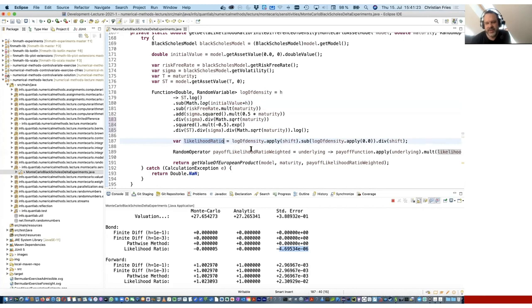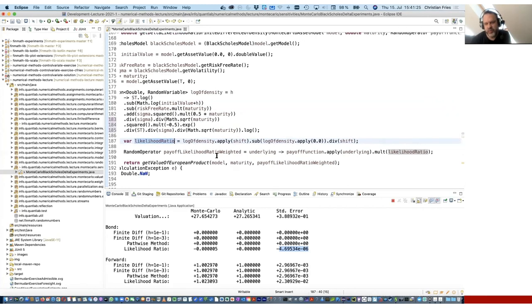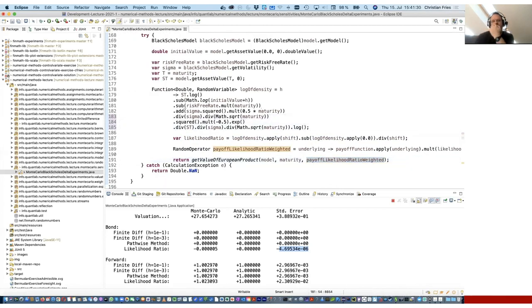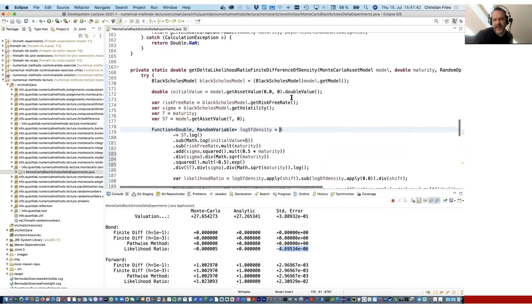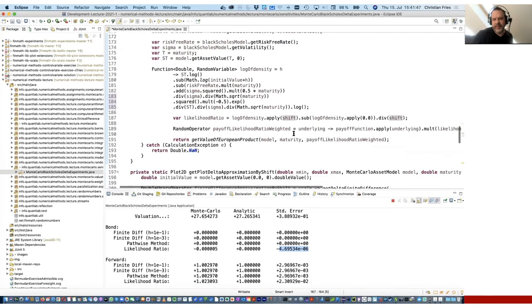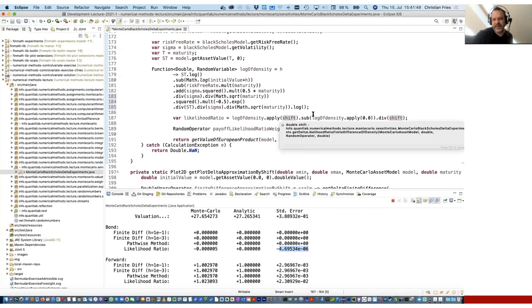Okay, and you see that now I'm just valuing this weighted payoff. So you see that I can calculate now just the density and apply a shift to the parameter theta. Okay, so now in this code here, I have also a shift entering. So I'm applying here a finite difference to this density. So I can look at the dependence on this shift.